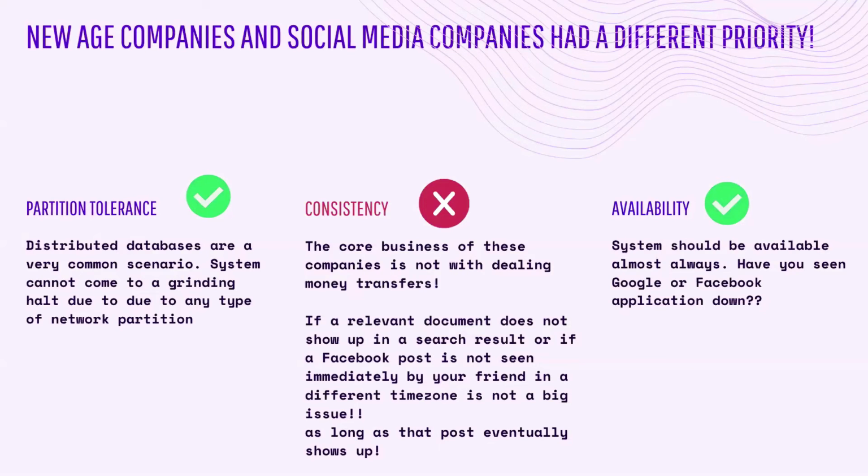For the large extent, they were fine. Okay, fine, it's not showing up right now, but eventually it will show up. After some time, it will all be good, and we're not worried about it. So that was their argument. But what is it that they always wanted, though? They wanted availability for sure. They don't want to be showing people, hey, our Google server is down now, please come later and search for your documents. They wanted availability as their topmost priority.